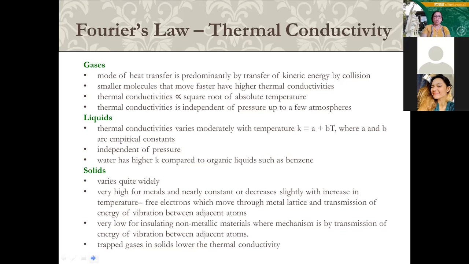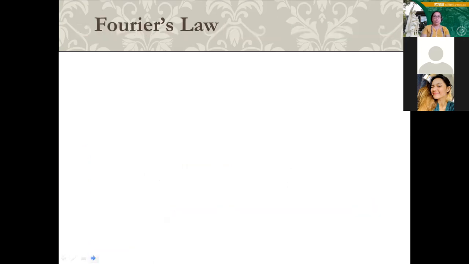Now, if we have the presence of trapped gases in solids, this will lower the thermal conductivity of that particular solid. So if your solids have pores and there are trapped gases inside the pores, then it will lower the thermal conductivity of that particular solid.